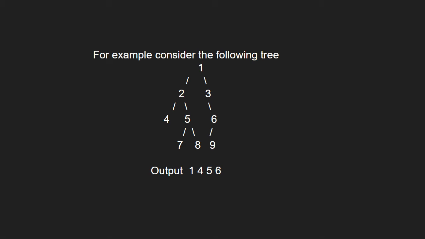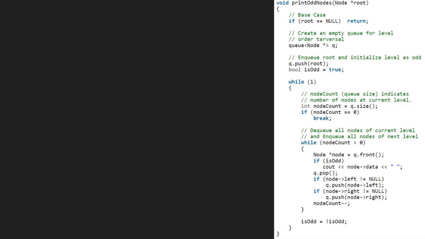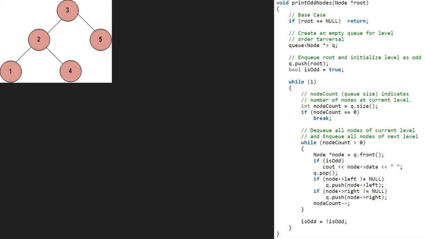Now, let us have a look at the algorithm. Let us also have a sample tree to test our algorithm. Note that we will be using a queue data structure. We pass the root node, which is 3, to print odd nodes function. So, root will point to 3.